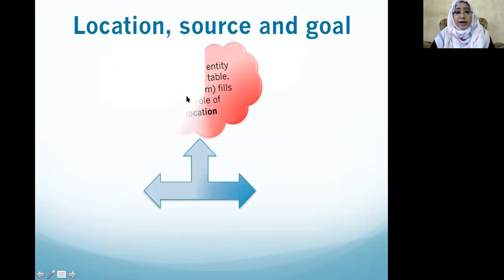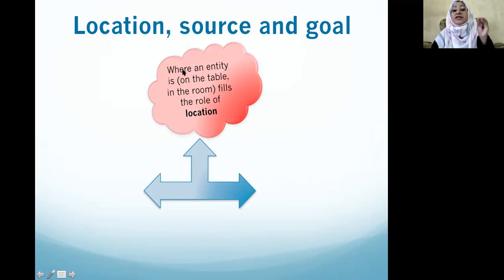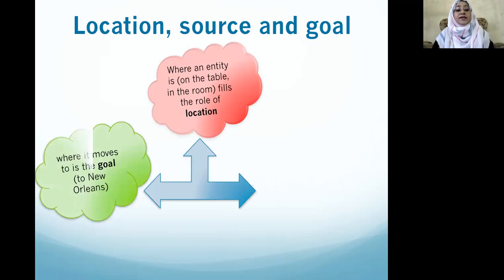Next is location, source, and goal. Now see, what is location? Where an entity is: on the table, in the room, or wherever. If we talk about that, yes, this entity is in this place. When we say the location of the entity, then we say that this word is playing the role of location. Next, where it moves to, from where to where: to New Orleans, to New York, to Delhi, to Bangalore. Where it is moving to, that is called goal.